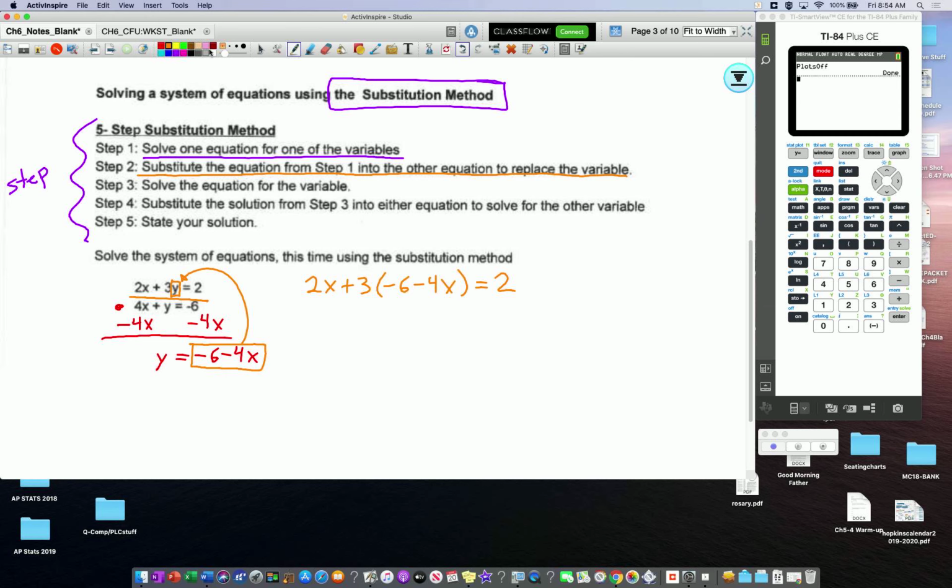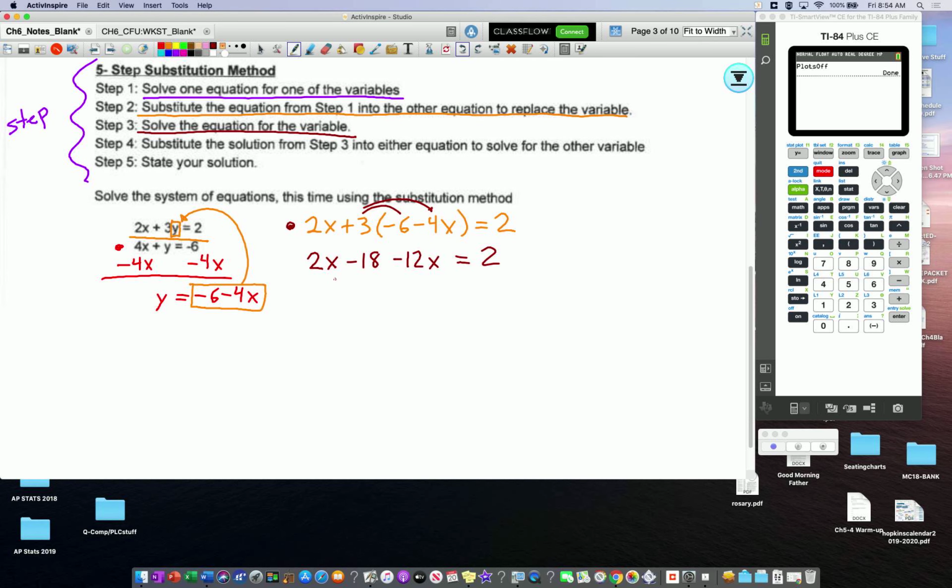Okay, let's go this color. Solve the equation for the variable. So I'm solving this particular equation for x. So I've got some algebra to do. I have 2x, so I have to remember our distributive property. 3 times -6 is minus 18. 3 times -4 is -12x equals 2.